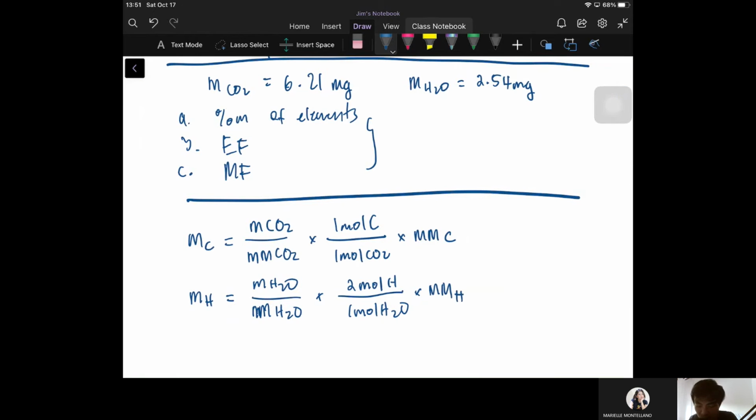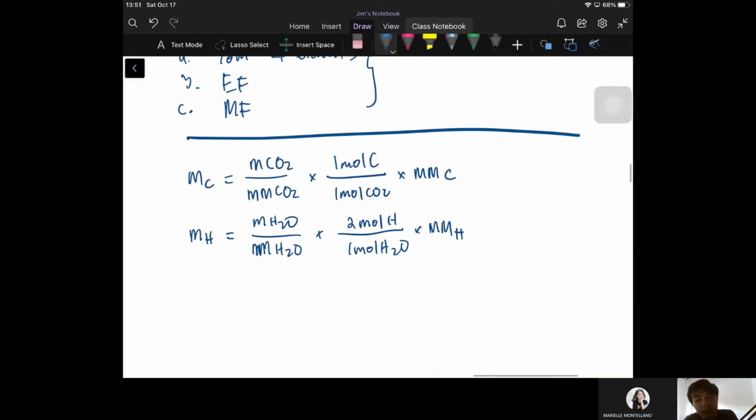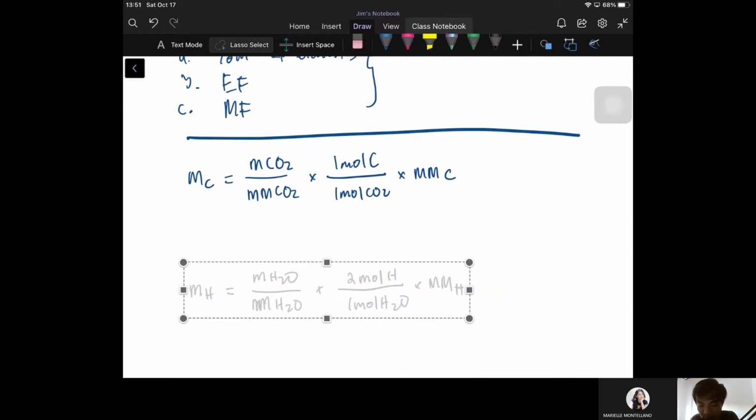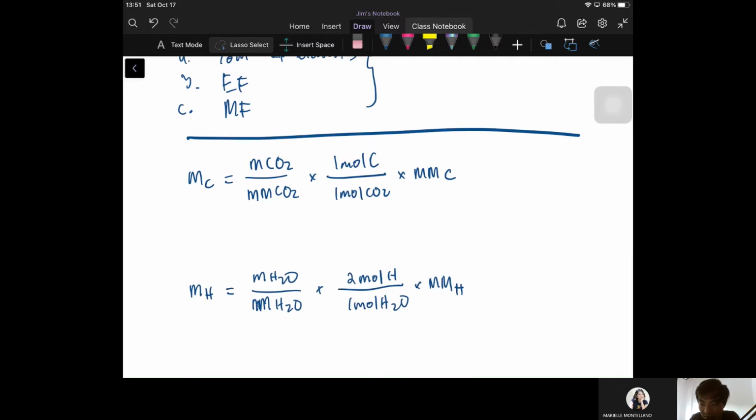So, ganun lang, no? Type in mo lang lahat ng mga ganyan. Then, solve for the masses, no? Teka lang. Baba ko to para may space sa gitna. Yan. Okay, so let's solve for the mass of carbon.